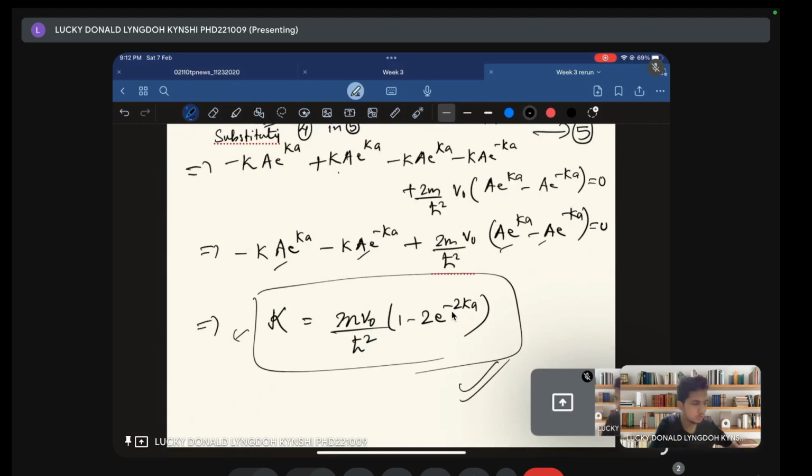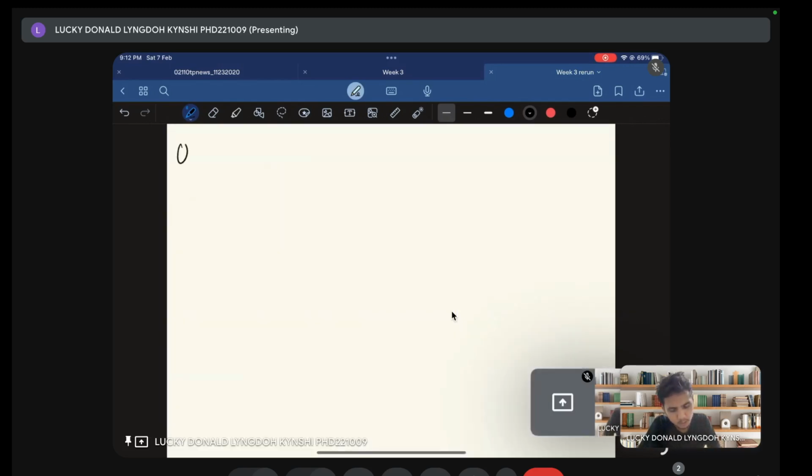This problem is also available in the Zettili book, the quantum mechanics book, in the solved questions. If you cannot follow through, you can still look at it. There are step by step explanations there also. Okay, now we will go to the third problem.